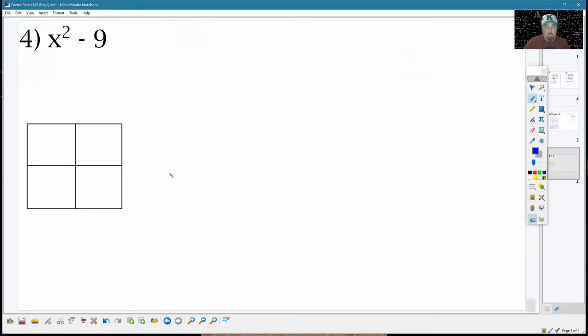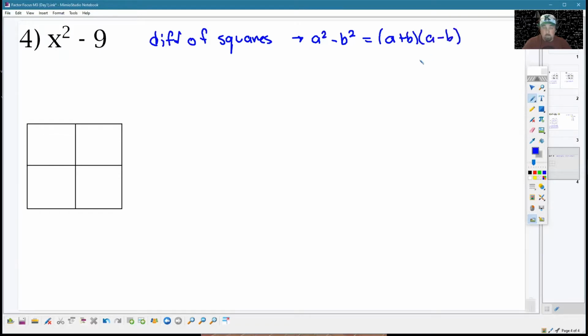All right, let's try this last one. Now, we learned a special way to factor this. This was called the difference of 2 squares. And what that said is if we had a squared minus b squared, that would factor into a plus b times a minus b.